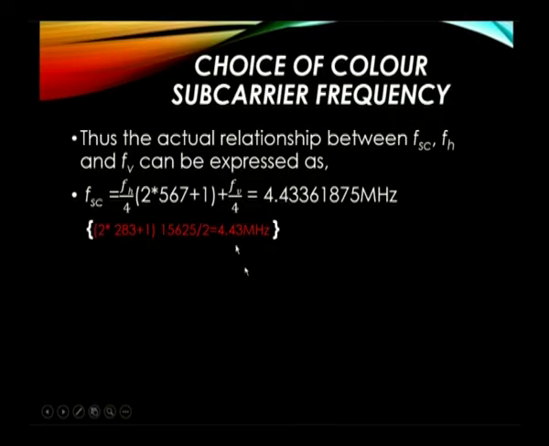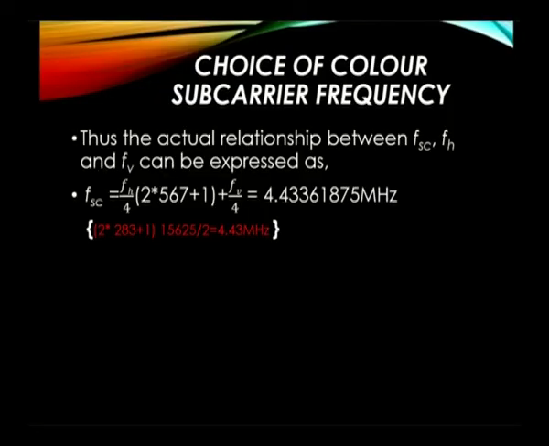Next we move on to the choice of color subcarrier frequency. What should be the subcarrier frequency in the transmitter, so that we can easily transmit the color information? The actual relationship between Fs, the subcarrier frequency, the horizontal frequency and the vertical frequency can be expressed with this.